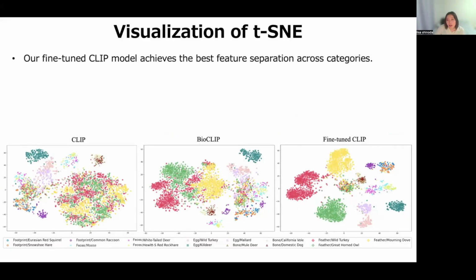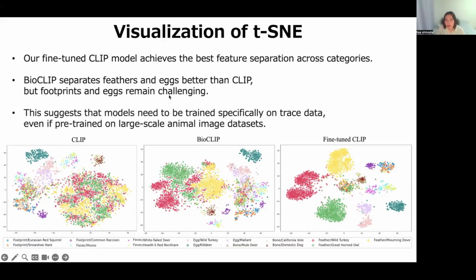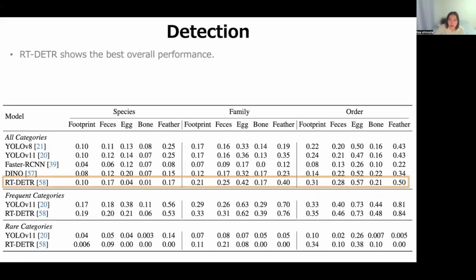As you can see, our fine-tuned CLIP models achieve the best feature separation, the right one, across all categories. Following this, BioCLIP performs better than the standard CLIP. However, species level separation is still challenging, particularly for footprints and eggs. This suggests that the model should be trained specifically on trace data, even if it is pre-trained on large-scale animal image datasets.